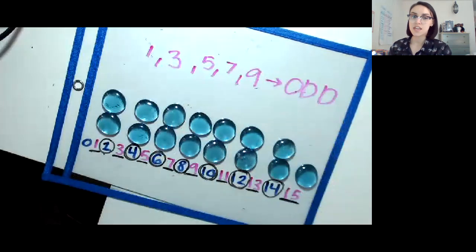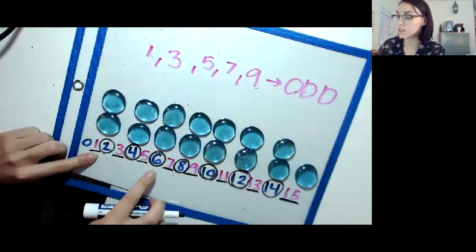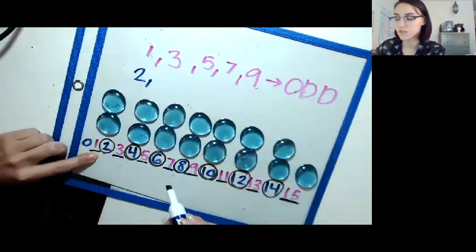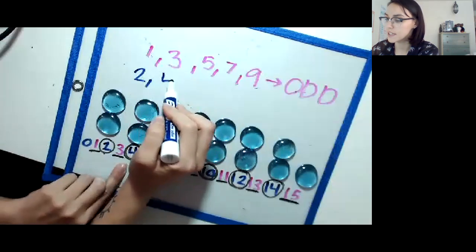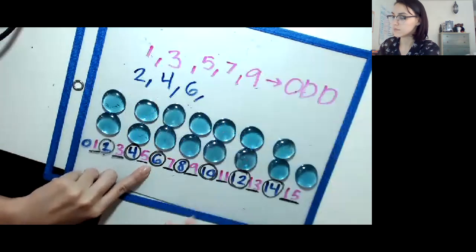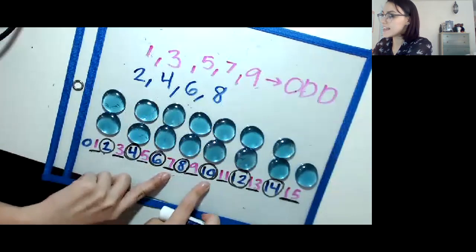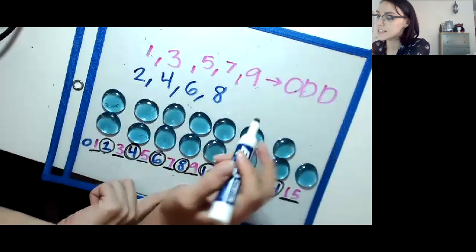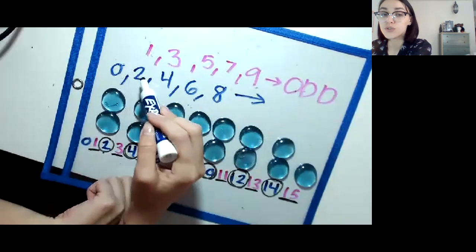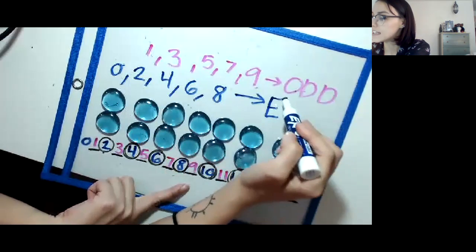Also, if we look at our even numbers, the ones in this kind of blue-purple color, we saw when it was a 2 in the ones place, it's even. When it's a 4 in the ones place, it's even. When it's a 6 in the ones place, it's even. When it's an 8 in the ones place, it's even. And also, when it's a 0 in the ones place, it's even. So whenever we see a 0, 2, 4, 6, or 8 in the ones place, it is even.